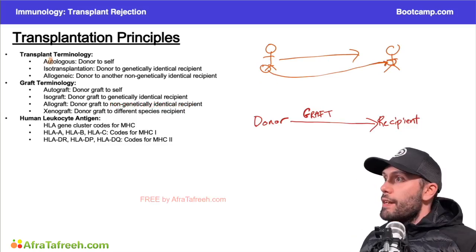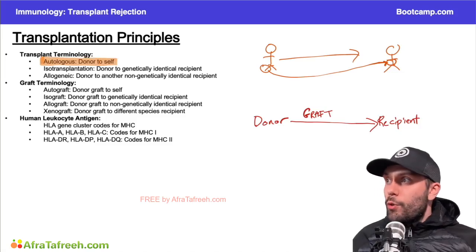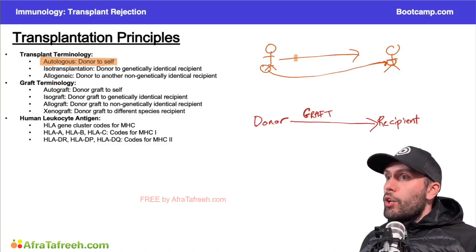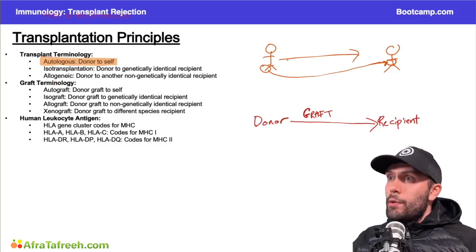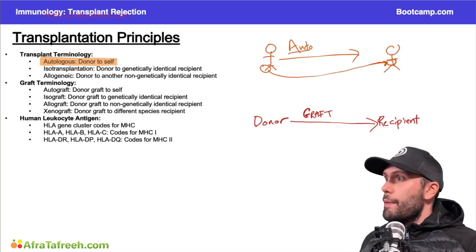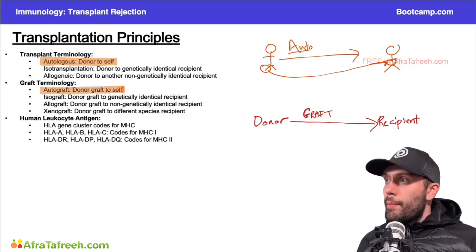Okay, so in this situation, the donor is the recipient. And so the term for that is an autologous transplant. Okay, so it's the donor is the recipient. So it's donor to self. And what I would call this type of graft would be an autograft. And again, that means that the donor graft is going to themselves, maybe just a different part of the body potentially.